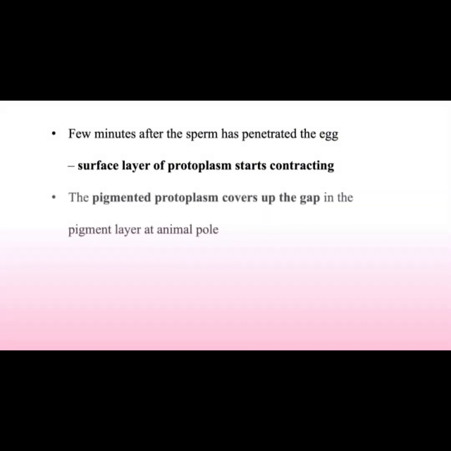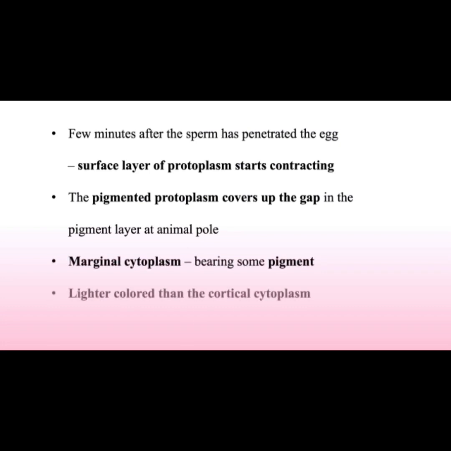Only a few minutes after the sperm has penetrated the egg, the surface layer of protoplasm starts contracting towards the animal pole of the egg, and in the course of this contraction, the pigmented protoplasm covers up the gap in the pigment layer at the animal pole where the first polar body has been given off. The marginal cytoplasm, although bearing some pigment, is much lighter colored than the cortical cytoplasm.